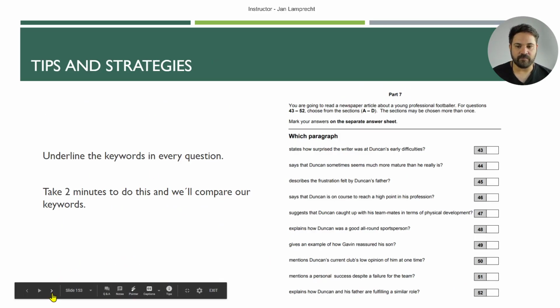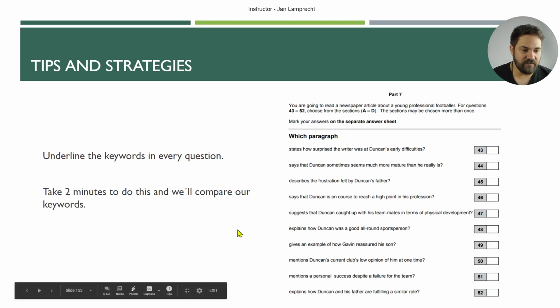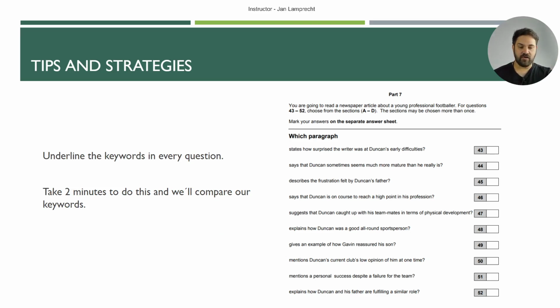Now, moving on. So you have all these questions. What you have to do, as always, is underline the key words. It's very important. I'm going to give you a moment to underline the key words. As long as I need to read through it, when I'm done reading through it, we will continue to look at the key words.